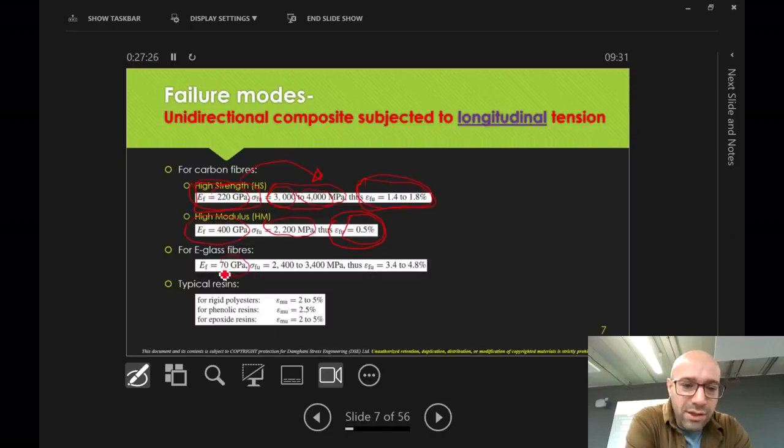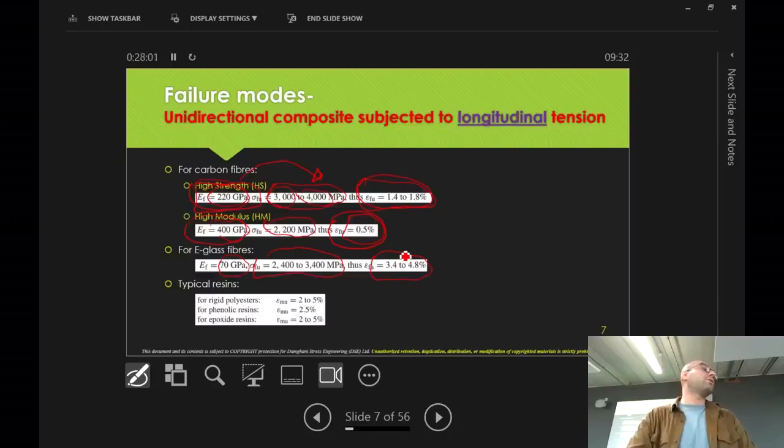So 70 gigapascal, you can compare 70 versus 400 and 220. So the difference between e-glass and carbon, you can see, is quite significant. Strength, and also strain to failure. One thing I want you to bear in mind from now on, that glass generally has got a better strain, is more ductile than carbon. So one of the problems that we have with carbon is it's very brittle. When it breaks, it's a big bang, and it just fibers.